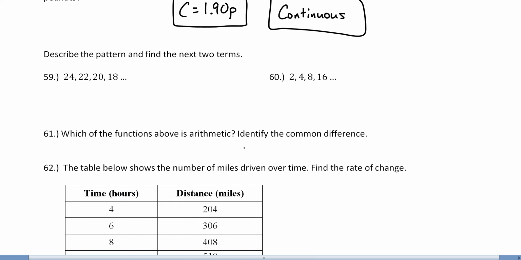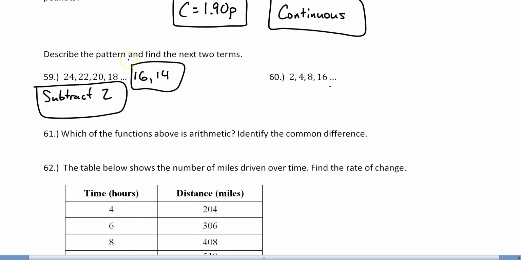Next one, it says describe the pattern and find the next two terms. So if we look at this one, looks like we're going down by 2 each time, so I'm subtracting 2. So that means the next value in the pattern would be a 16. The one after that would be a 14. Okay? And that's it. So I've described it, and then I've found the next two terms.